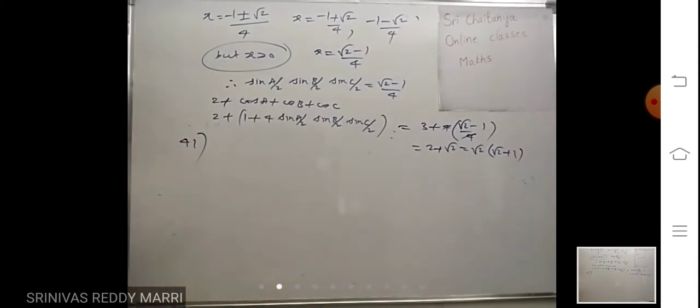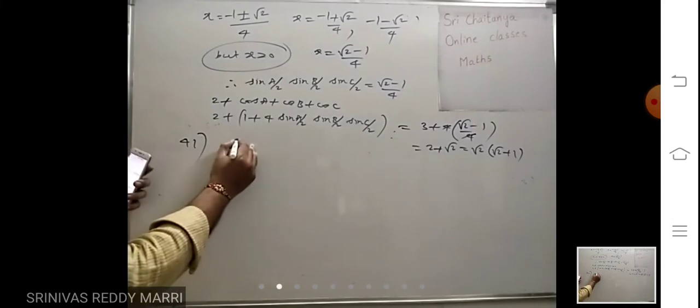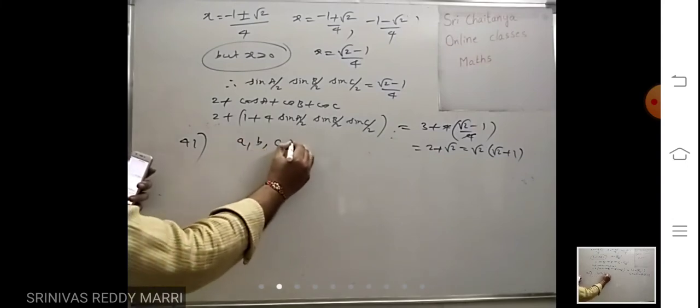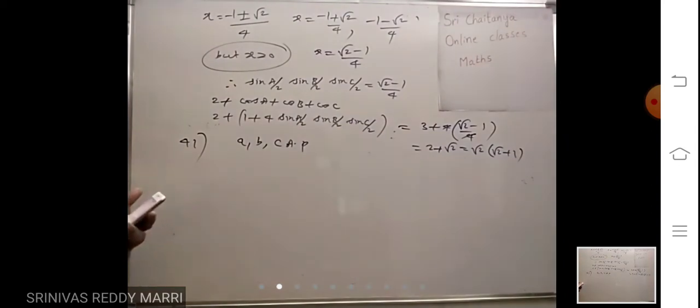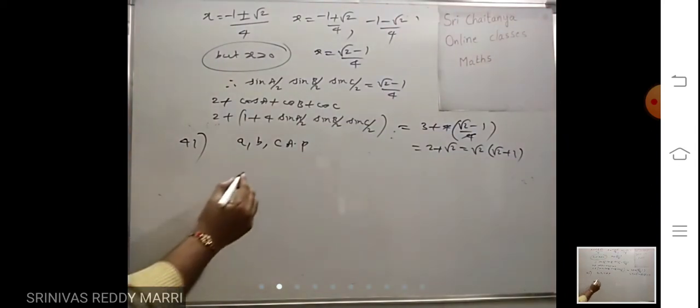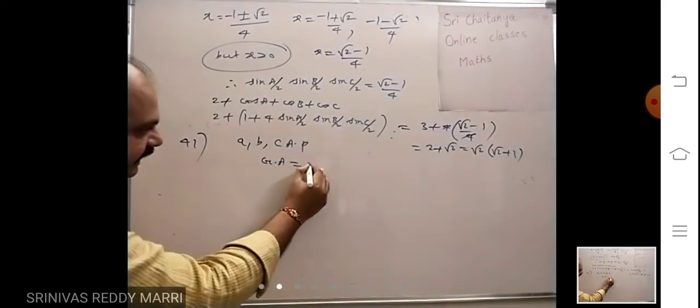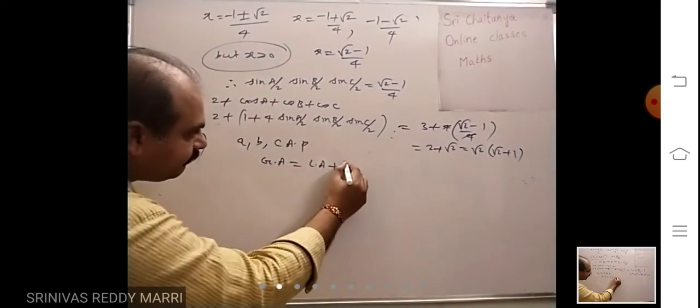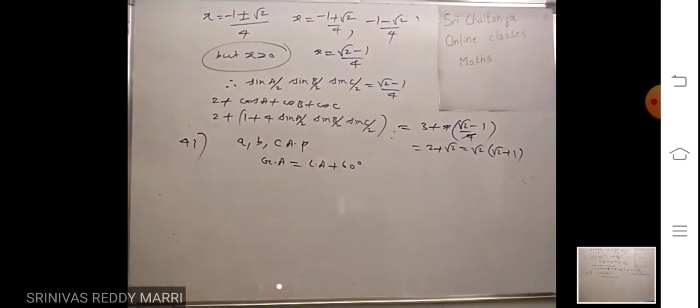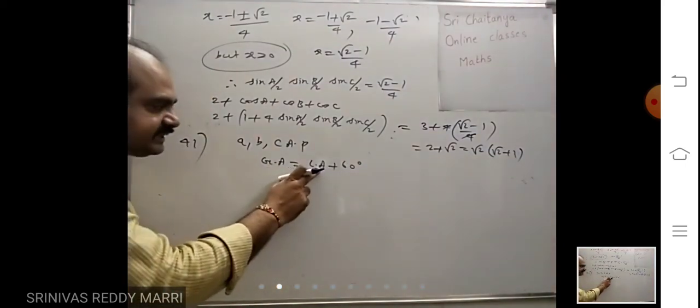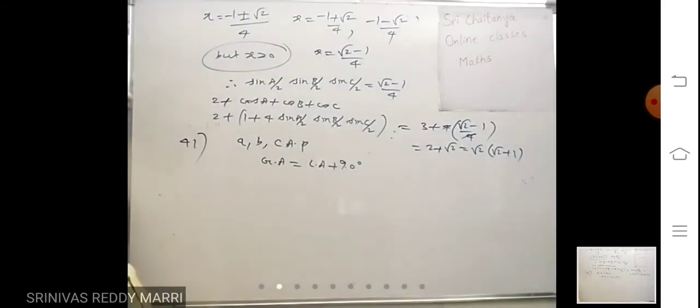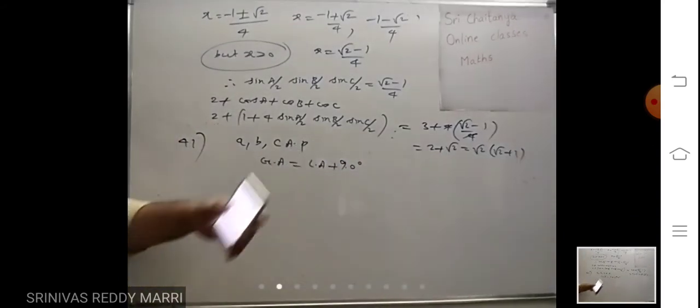Look at problem 41. Given that the sides of a triangle are in AP, right? And given that the greatest angle is greater than the least angle by 90 degrees. The greatest angle equals the least angle plus 90 degrees, this is given.